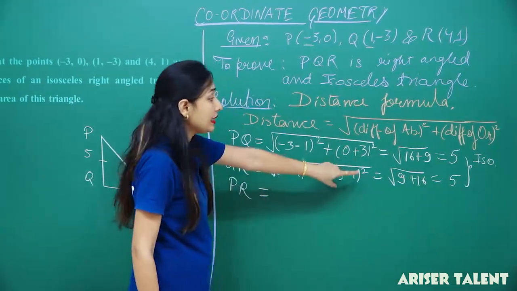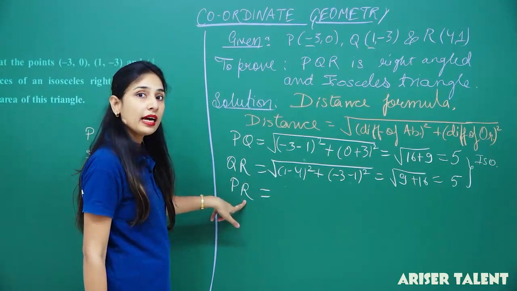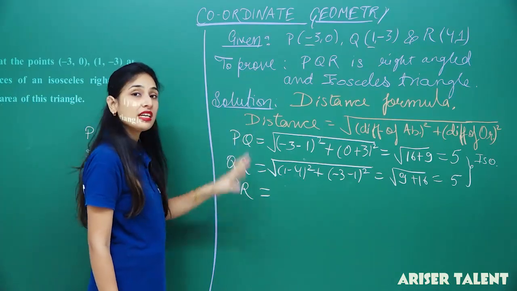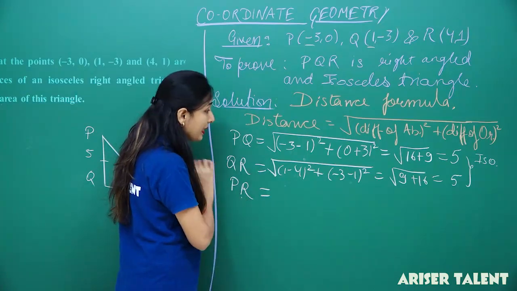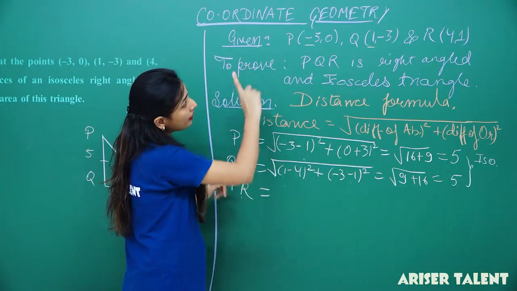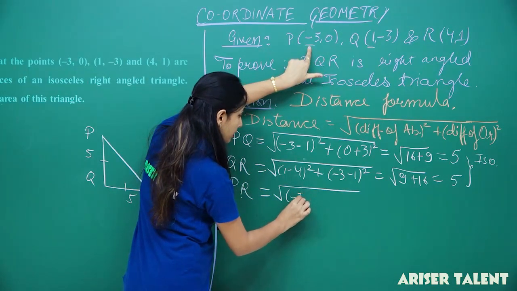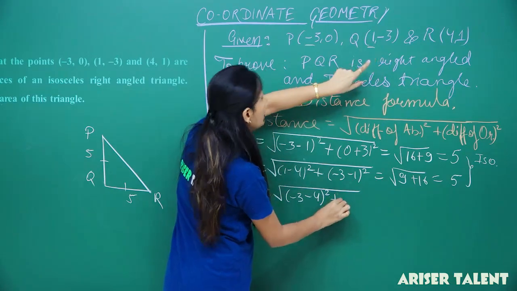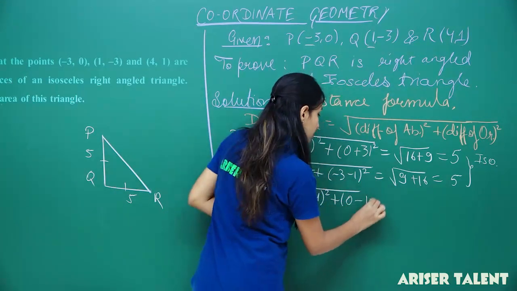Isosceles is proven till there. Now what about the right angle triangle? We have to find PR and check whether PR square equals QR square plus PQ square or not. So PR: here it will be (-3 - 4) square plus (0 - 1) square.